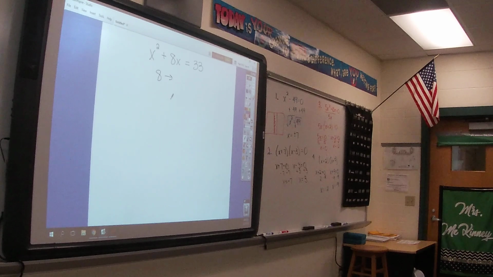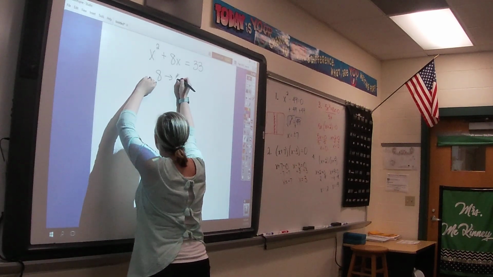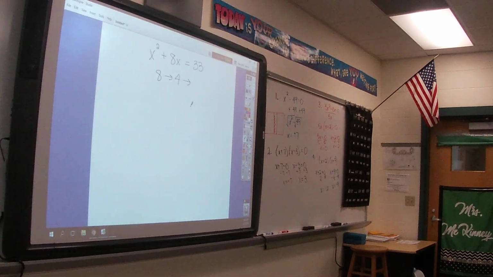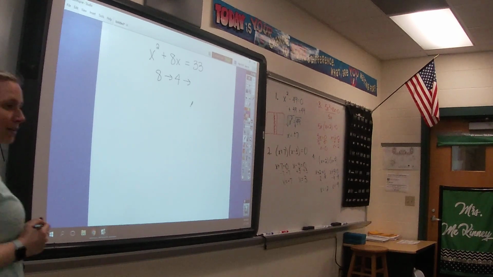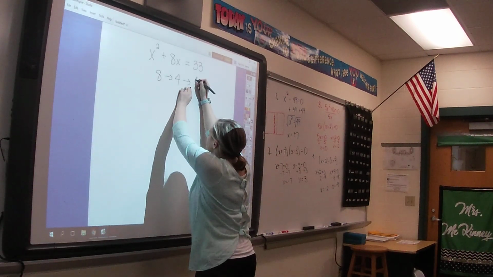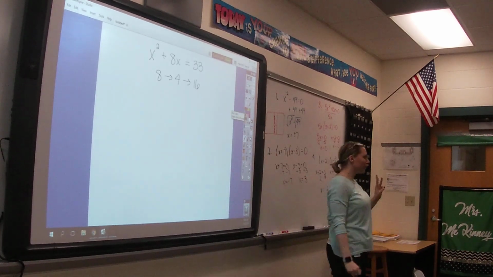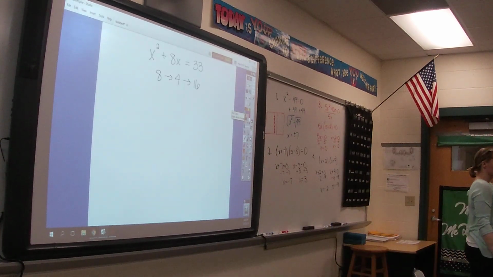Then we're going to take half of it. What's half of 8? 4. Then we are going to square it. What is 4 squared? Positive 16. That's steps 1, 2, and 3: find b, take half of it, square it.